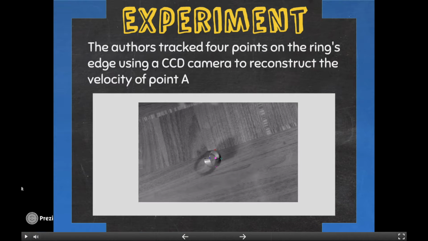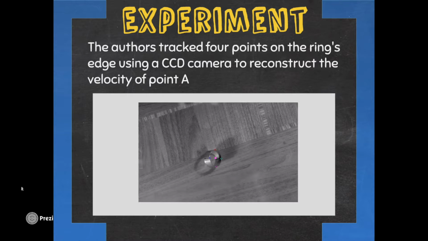The authors tracked 4 points on the ring's edge using a high-speed CCD camera in order to reconstruct the velocity of point A. Remember, point A that I said is on the upper face in the center. It's just easier to track.